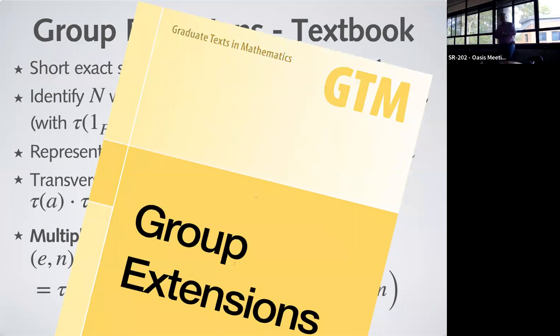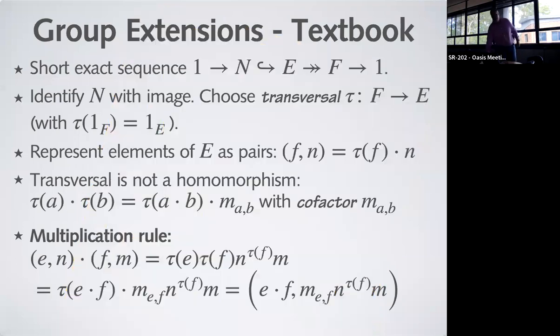Well, and there is the extensions. So let's start by looking at the textbook case of group extensions. A group extension is a short exact sequence where I have the group E as an extension of a factor group F with a normal subgroup N. I identify this normal subgroup with its image in E. I choose a transversal tau from the factor group to E. I want the transversal element for the identity to be the identity. Otherwise, I just need to do a stupid coordinate change all the time.